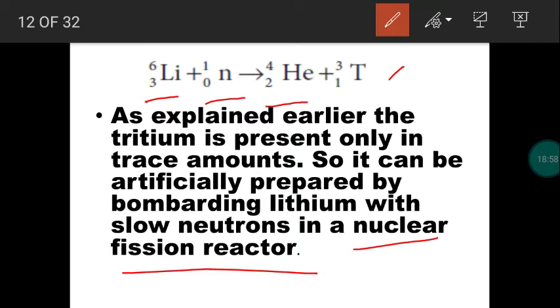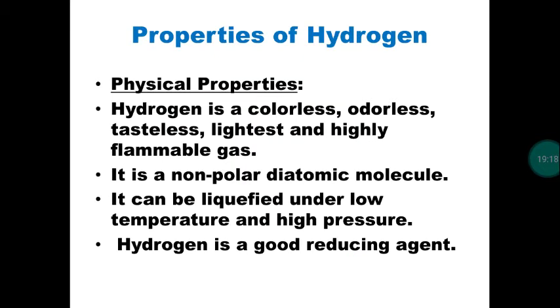So the same reaction. When slow neutrons are allowed to strike lithium within a nuclear fission reactor, so this is a controlled reaction, we get tritium along with the liberation of an alpha particle. Alpha particle is nothing but what? Helium particle, right? So this is the method of preparing tritium. So with this we have completed preparation of ordinary hydrogen, heavy hydrogen as well as radioactive hydrogen.